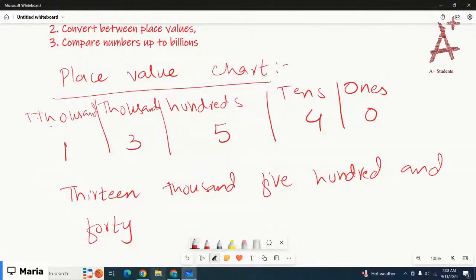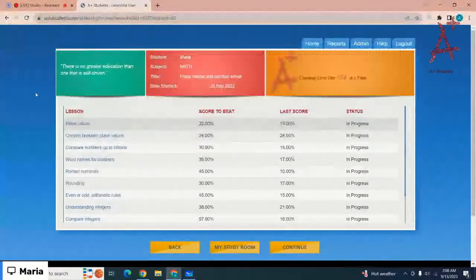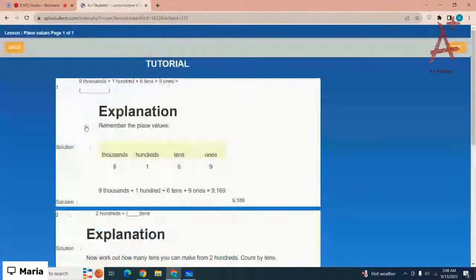Let's just go to A plus. Okay, here I am on the grade 5 math. The chapter we're working on is place values and number sense. So let's just start with the first lesson, that is place values. You guys are in grade 5, so whenever I ask a question, just answer logically, right?